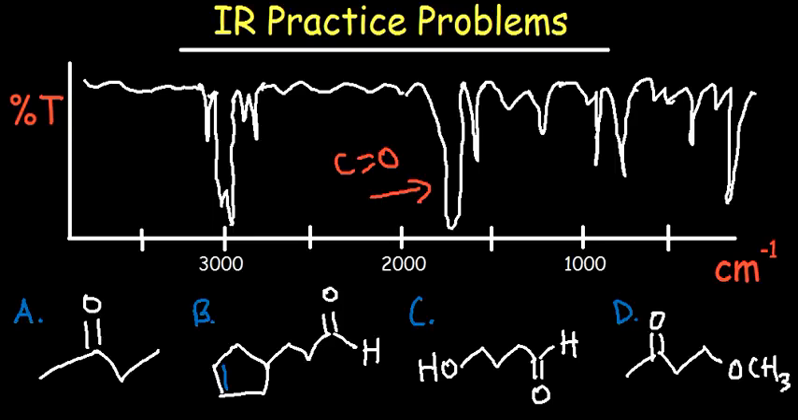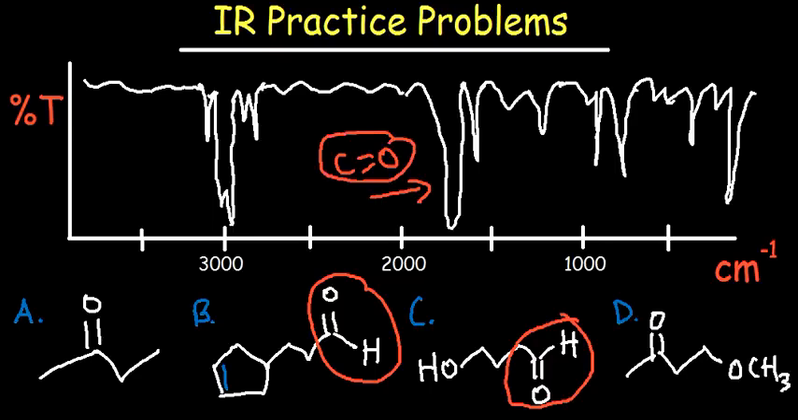Well, notice the functional groups that we have. We have a ketone, we have an alkene, an aldehyde, an alcohol, and we have an ether. So let's look at the aldehyde. In addition to the carbonyl group, an aldehyde has a CH stretch around 2700 and 2800. And we see that here. Here's the signal at 2700 and this signal at 2800.